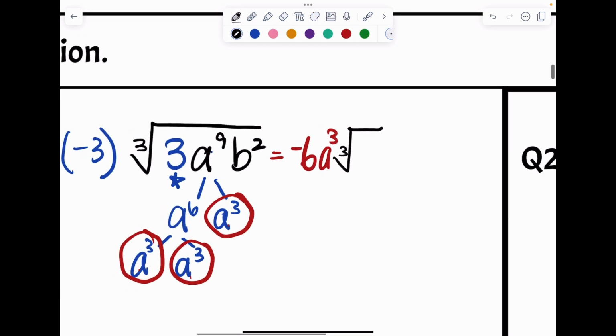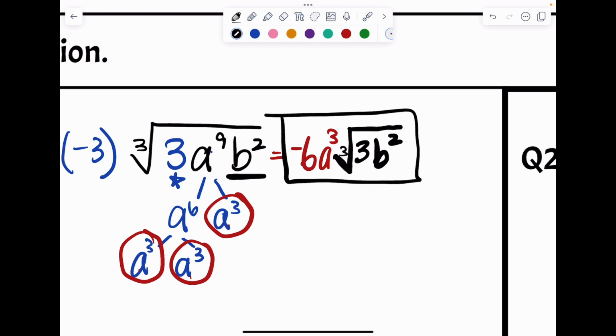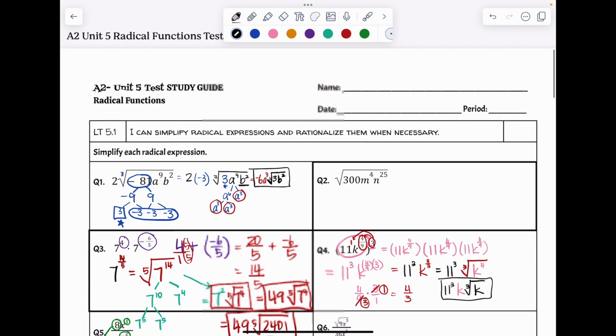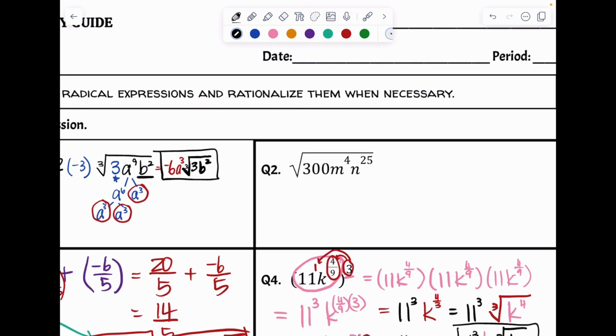And then this is going to be 3. And then I'm left with b to the 2nd power because there's no group of 3 that we can make with b to the 2nd power. So this is going to be your solution or simplified expression for question 1. Okay.